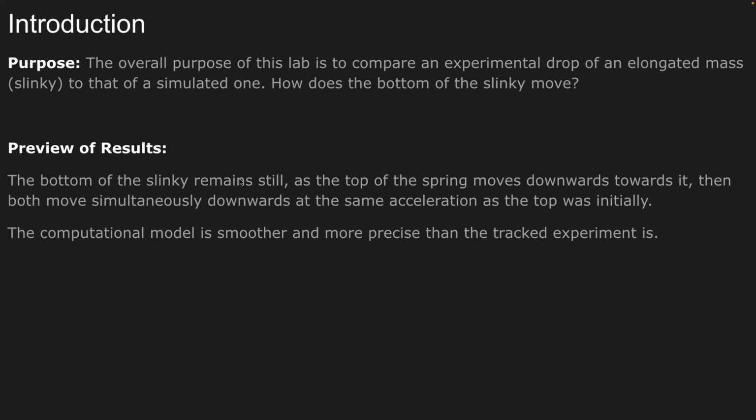And just a little preview of the results. Basically what happens is the top of the slinky is dropped and it's moving downwards towards the bottom, and the bottom of the slinky remains stationary in the air, exactly where it is, until the top of the slinky reaches it, and then they move downwards together. And when comparing a computational model to a tracked experiment, the computational model is just a little bit more precise and smoother, as the tracked one is a little bit more inaccurate.